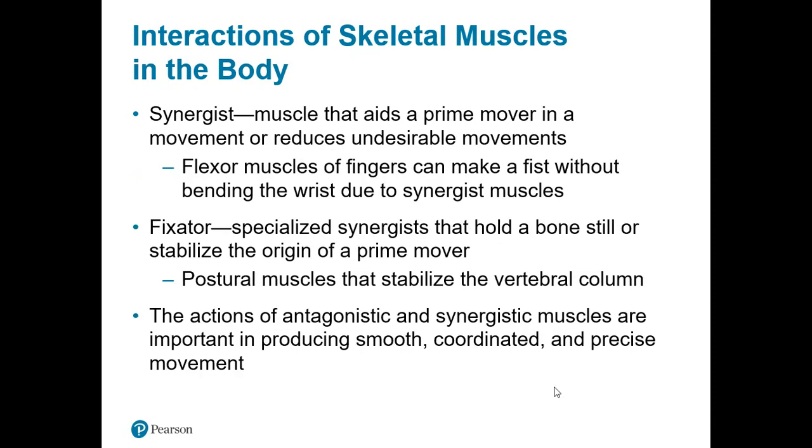Then we have muscles that actually help the prime mover in the movement in order to make sure that it is very smooth and coordinated and reduces any undesirable movements. We call these muscles synergists. Your book uses the example that flexor muscles in the fingers can actually make a fist without bending the wrist because of synergist muscles.